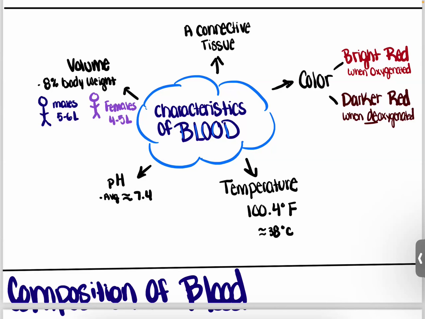As for blood volume, it is about 8% of our body weight, and how much blood we have differs from males to females. Males have about 5 to 6 liters on average. And females have about 4 to 5 liters on average.